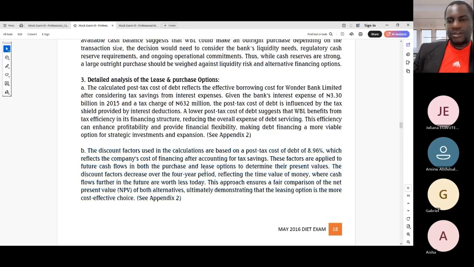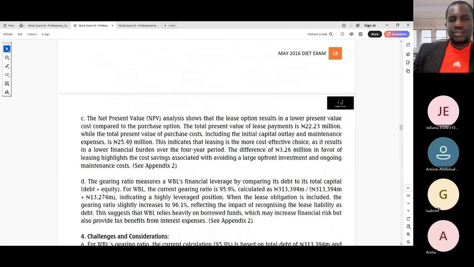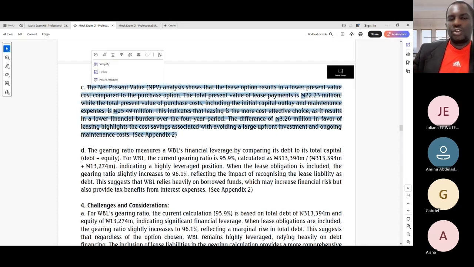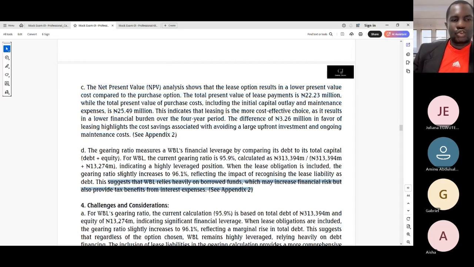And talking about the 4-year period, reflecting the time value of money and how PV comes in, and also looking at the fair comparison of the NPV of both alternatives. All are in the appendix. So just speak to the appendix and you are picking your mark very seamlessly. The third point talked about the lease option, showing the lower of the present value of the purchase option. And we talked about the amount in million and the amount here too in million for both the initial outlay. All are in the appendix. So just discuss what is in your appendix freely. You have many to discuss. But once you get to 4 points, you stop.